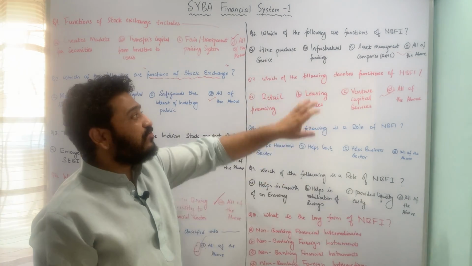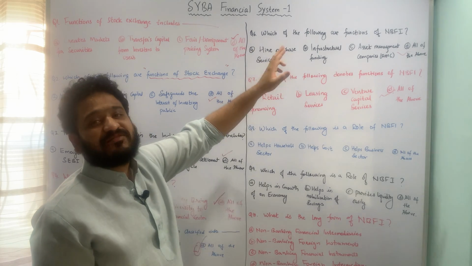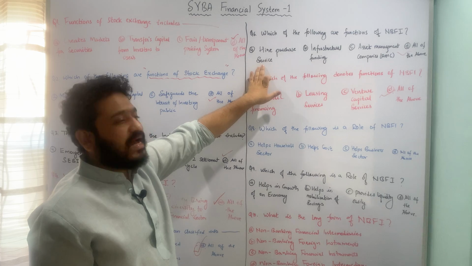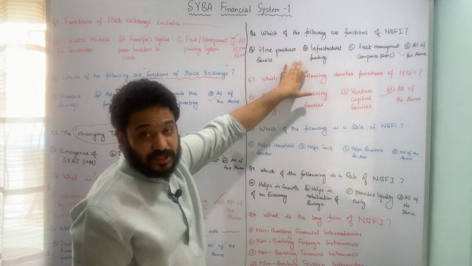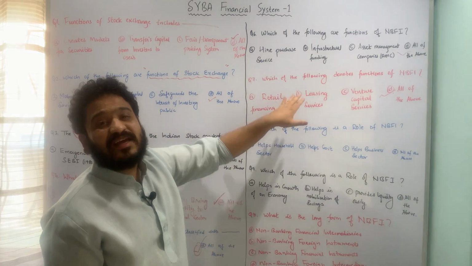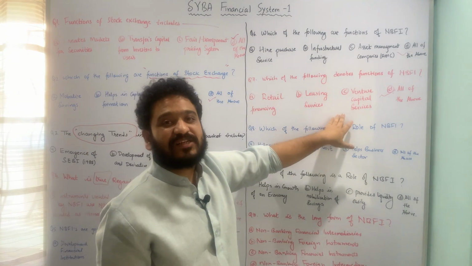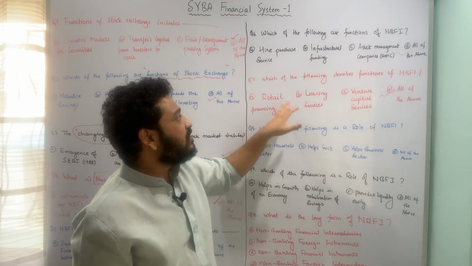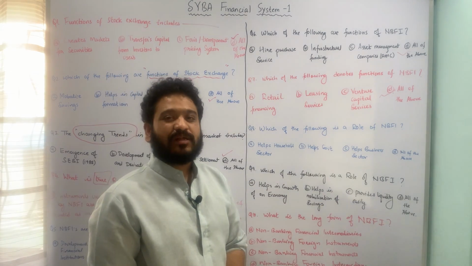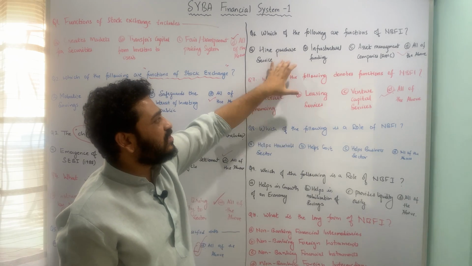So now when we look at the functions of non-banking financial intermediaries, we have 6 functions in front of us. First is hire purchase service, then we have infrastructural funding, then asset management company, then retail financing, then leasing services and venture capital services. So these are some of the important functions of NBFIs or non-banking financial intermediaries. I hope these 2 questions are pretty much clear.